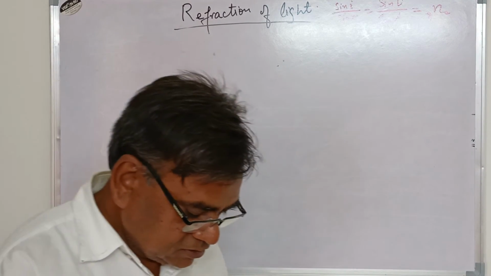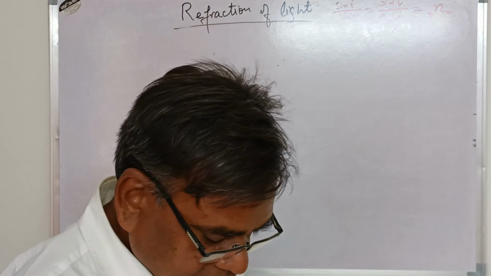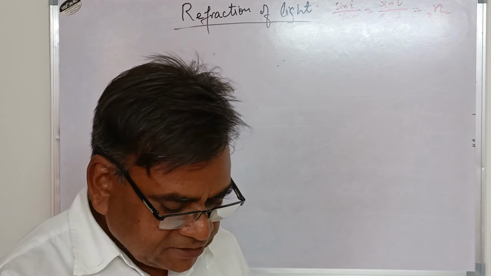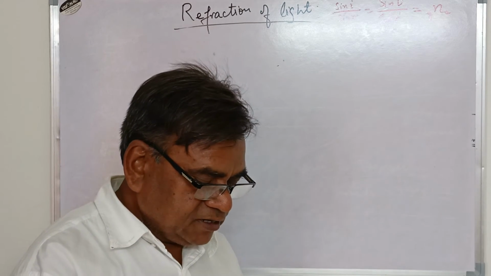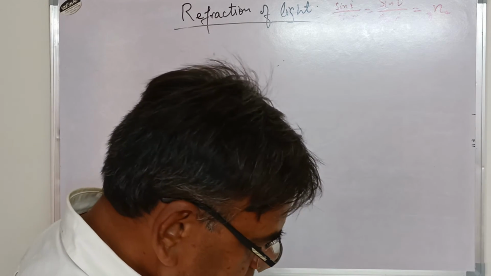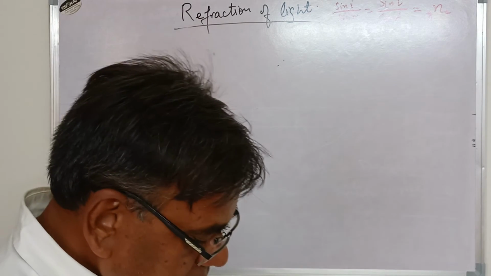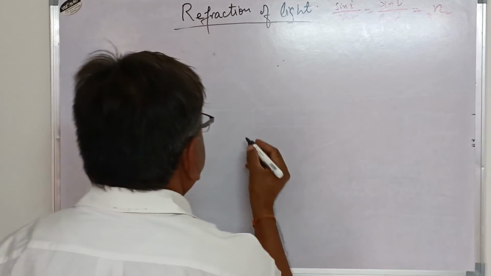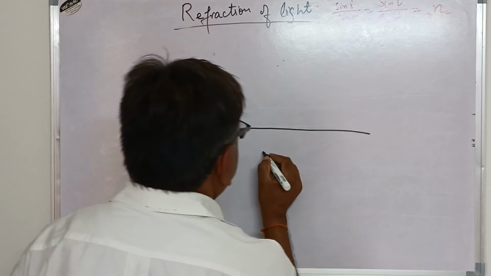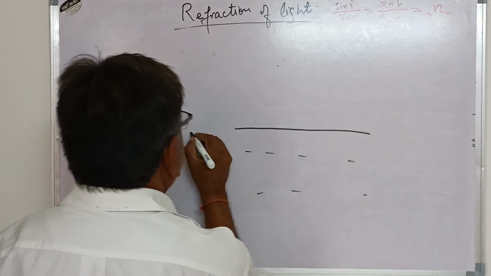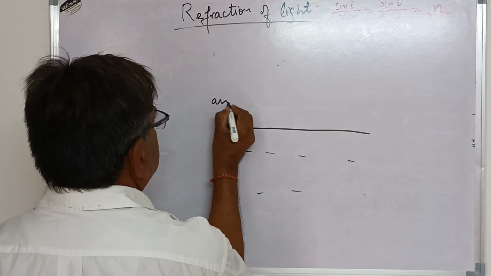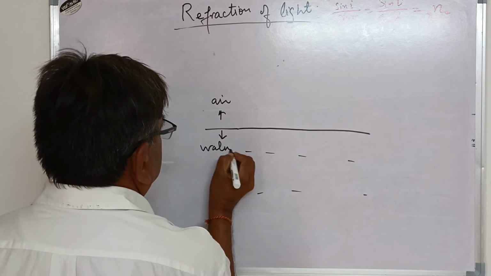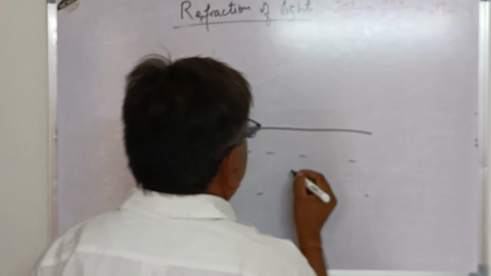Take some questions. A ray of light traveling in water emerges into air. Draw a ray diagram indicating changes in the path. You have seen this already. This is the water surface. On this side is air, and on this side, water. Below the line is water.